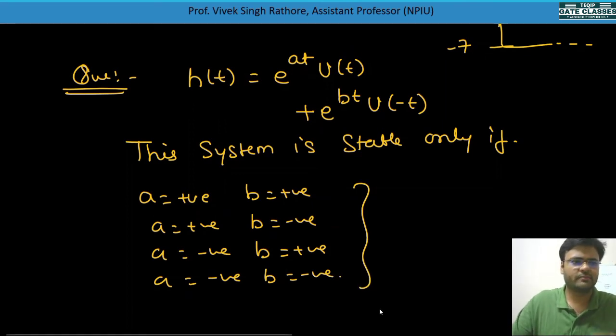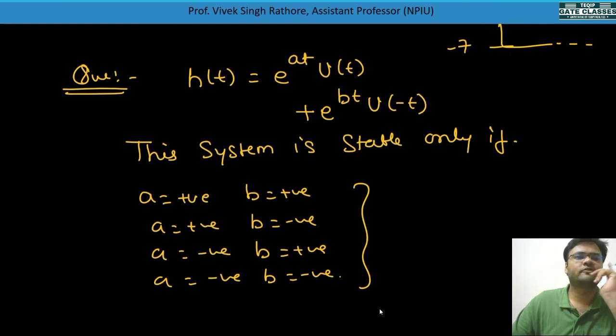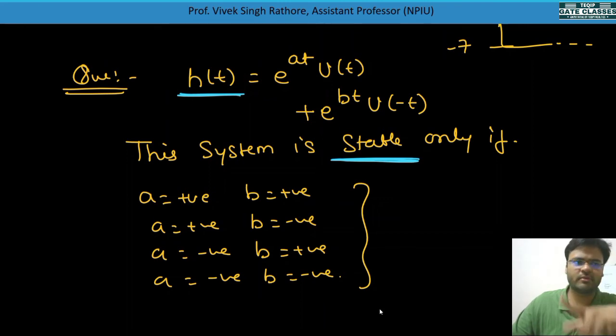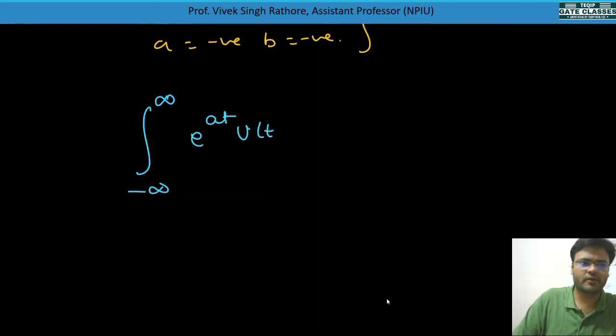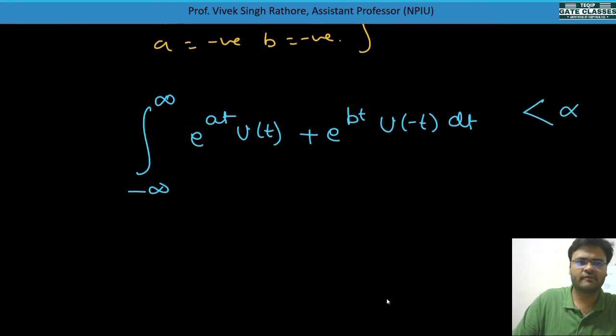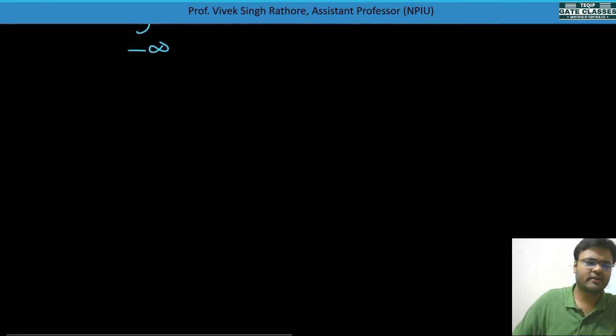See, e^(at) u(t), first of all you need to understand that if any system's impulse response is given and you have been asked for stable, you need to check whether it is absolutely integrable or summable. It is in time domain, so integrable. So let's check if it is integrable or not. We check the integral from minus infinity to infinity of e^(at) u(t) plus e^(bt) u(-t) dt, whether its value is less than infinity. So we'll check by plotting a graph.